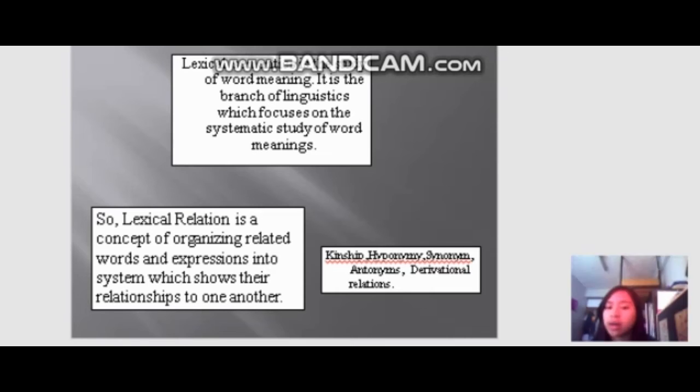So, there are kinship, hyponym, synonym, antonym, and derivational relations. A lexical semantics involves the coding of word meaning, including semantic features, for instance animate, object, action, that also have implications for grammatical use.